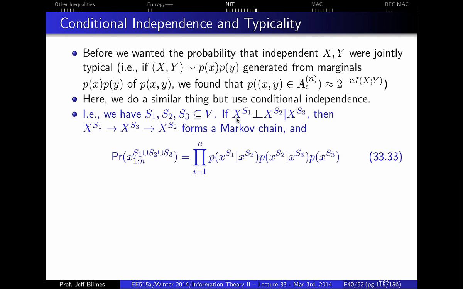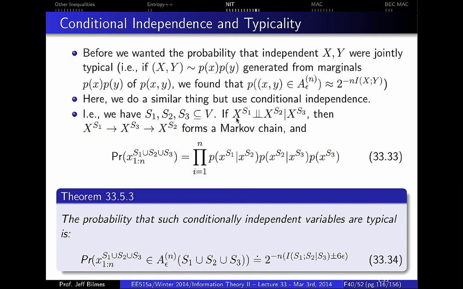And so when you have such independently drawn random variables, so they're drawn according to this distribution, right? This is the Markov chain-like distribution for which there's a forced independence. Then what's the probability of them being jointly typical? Well, it's equal to 2 to the negative n times the conditional mutual information of S1 and S2 given S3.